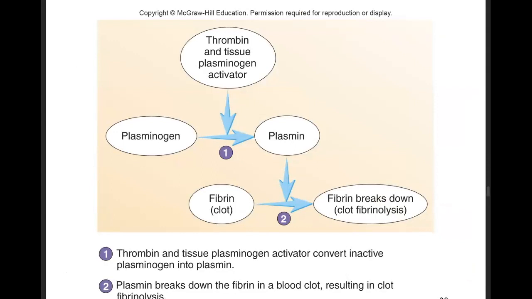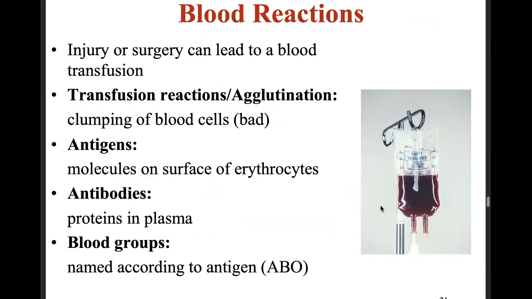Okay, so here, the next one, this is your fibrinolysis. So this is how it is being done. Thrombin and the tissue plasminogen activator convert your inactive plasminogen into your plasmin. Now, this plasmin will break down the fibrin in a blood clot, resulting in clot fibrinolysis. Okay, as simple as that, the pathophysiology of this one.